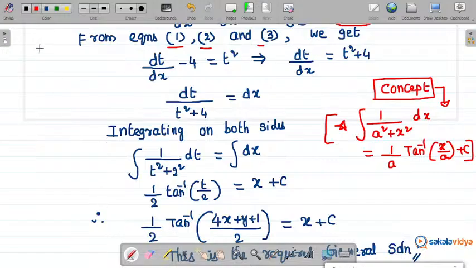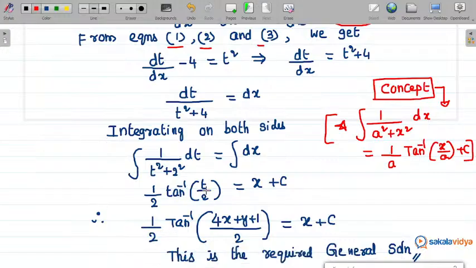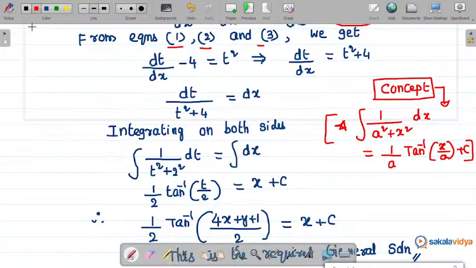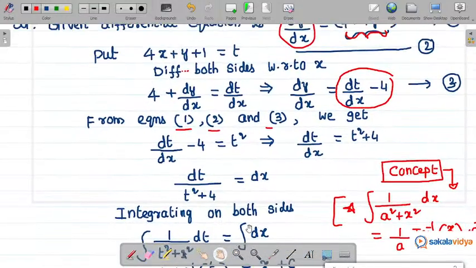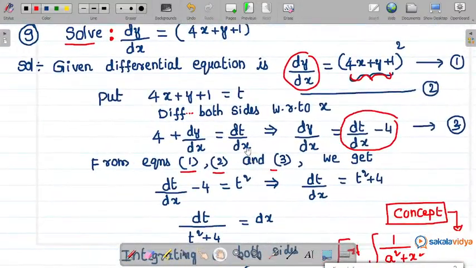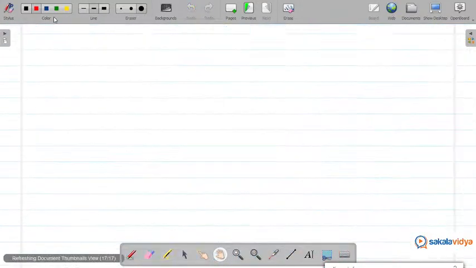So now again, what shall we do now? In the place of this t, write down 4x plus y plus 1. So we get half of tan inverse of 4x plus y plus 1 by 2 equals x plus c. This is the required general solution. So this is our question now. Now let us move to the 10th question.